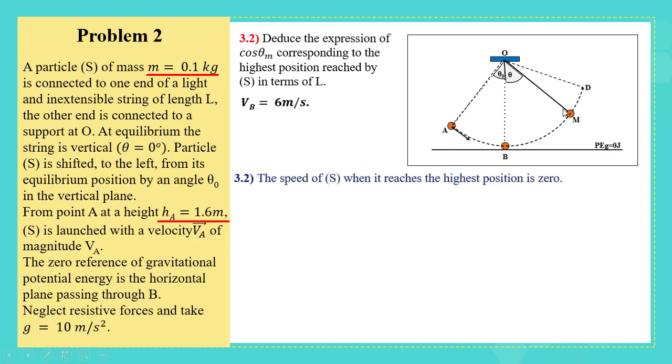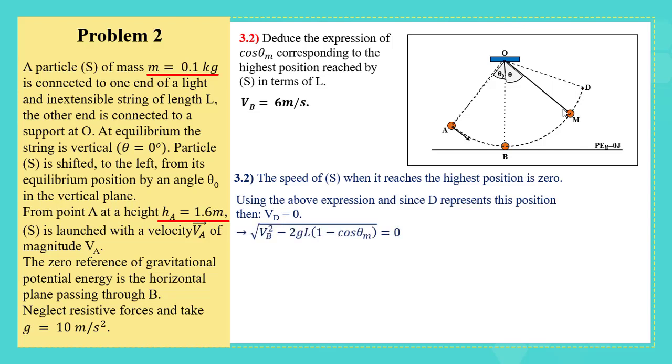Then, using the above expression that is found in the previous exercise, we can write radical VB squared minus 2gL into 1 minus cosine theta maximum, because M now is considered as the maximum position, and this equals 0 because we said that the maximum position has 0 speed. Now, square both sides.